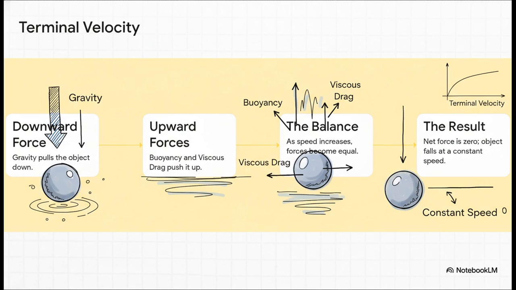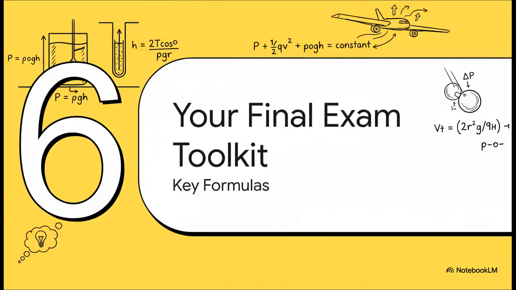Here's the play-by-play. Gravity is pulling it down, for sure, but there are two upward forces pushing back, buoyancy and this drag force from the fluid's viscosity. And here's the key part. This viscous drag gets stronger the faster the object goes. So eventually, the object is moving fast enough that the total upward push from buoyancy and drag perfectly cancels out the downward pull of gravity. At that exact moment, the net force becomes zero, the object stops accelerating, and it continues to fall at that constant final speed.